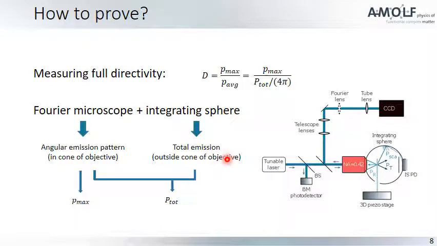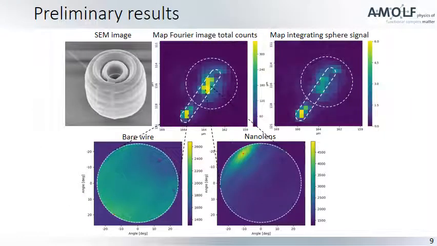By combining those two signals, we can get the total emission. We had the maximum power from the Fourier microscope, and this allows us to fully experimentally measure the directivity into the 4 pi solid angle. Here are some preliminary results on this setup. Unfortunately, this is where the coronavirus kicked in and I was not able to go to the lab and do my final measurements, but there are already some very promising results.